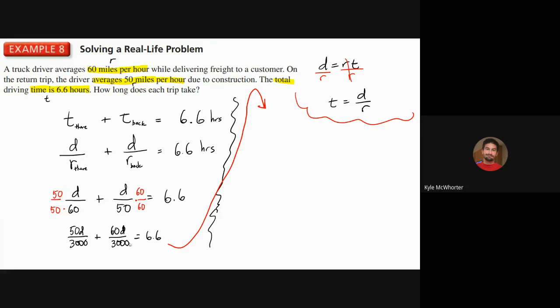That's true. Right now, we could reduce those fractions before we even add them, right? It could be 5 over 300 plus 6 over 300. So either way, that would be one little shortcut to do. But what I'm going to do right now is just add them together. 50 plus 60 is 110. So 110d divided by 3,000 equals 6.6.